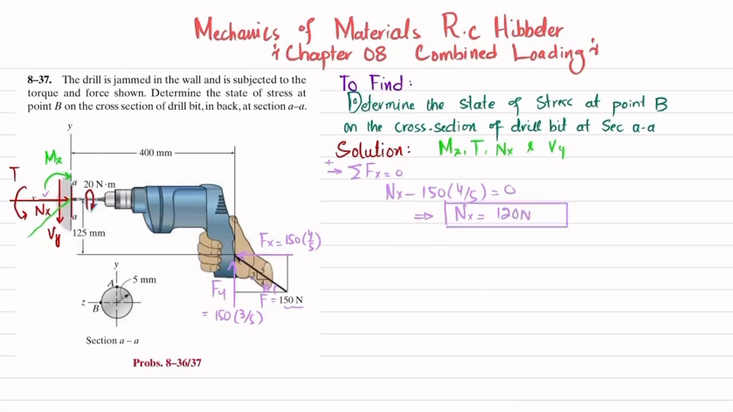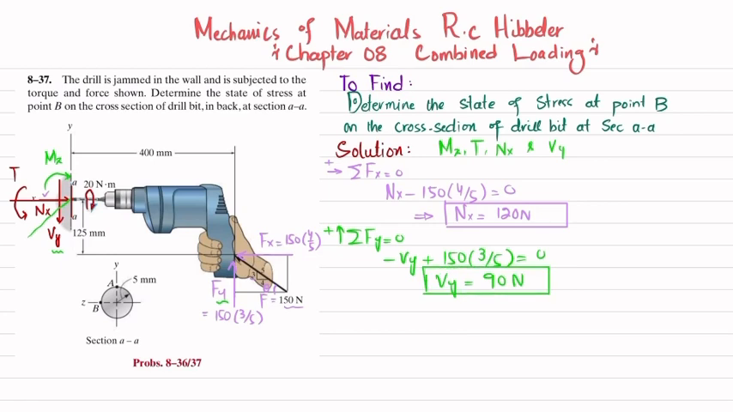We will find Vy by using the equation of equilibrium, that the sum of all forces along the y direction must be equal to 0, and upward force is taken as positive. So minus Vy, which is downward, plus this vertical component, which is 150 into 3 over 5, will be equal to 0. So Vy will be equal to 90 Newton.